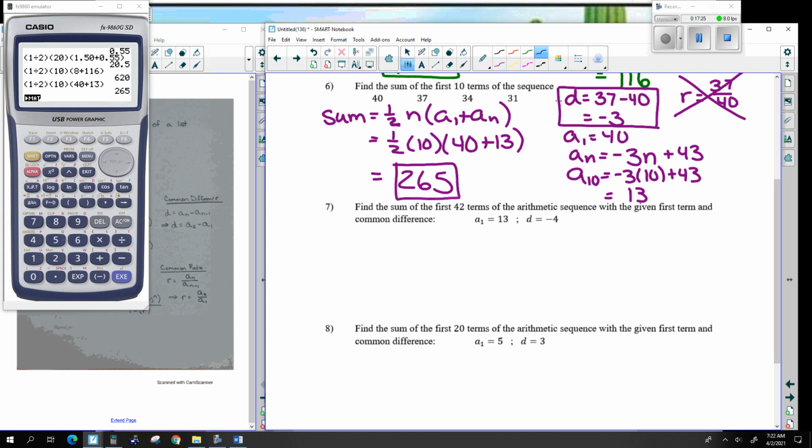All right, this question is asking us to find the sum of the first 42 terms within an arithmetic sequence. Again, they straight up give us the difference. They give us the first number. So what we have to do is find the last number. And so that would be dn, and then 13 minus -4, so that's positive 17. And now I'm looking for the 42nd term.